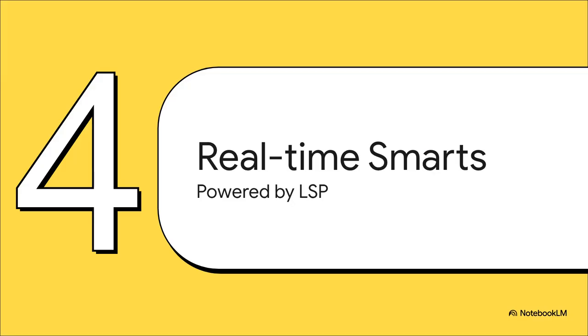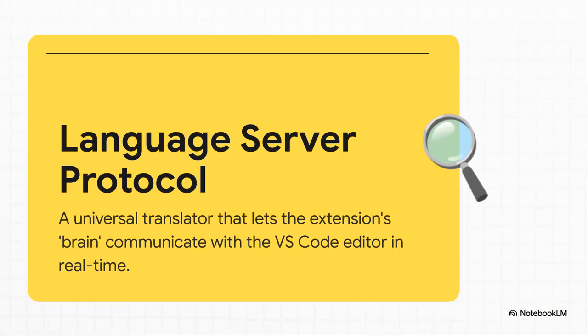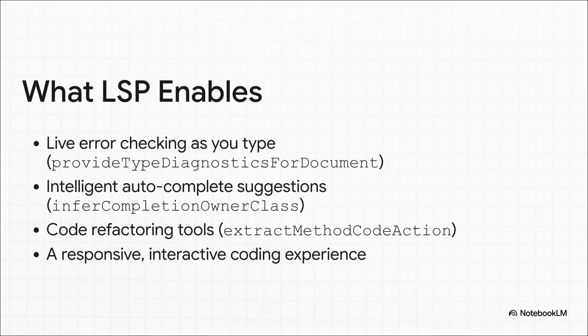Okay, so the extension is smart. It understands our code. But how does it actually tell the editor what it knows? How do we get that instant feedback? The secret sauce here is something called the Language Server Protocol, or LSP. The best way to think about it is like a universal translator. It's the nervous system that lets the extension's brain, all that analysis we just talked about, communicate directly with the VS Code editor, instantly.